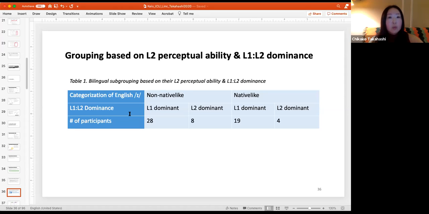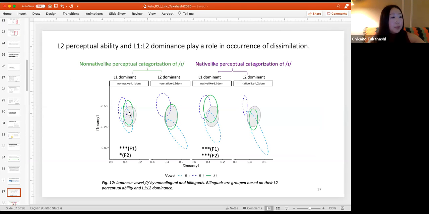Within those groups, there were people who were L1 dominant and L2 dominant. The same goes for the native-like group, who were able to categorize English I in a native-like manner. So using those groupings, I looked at the production data again. This is their production results of Japanese E based on this new grouping.